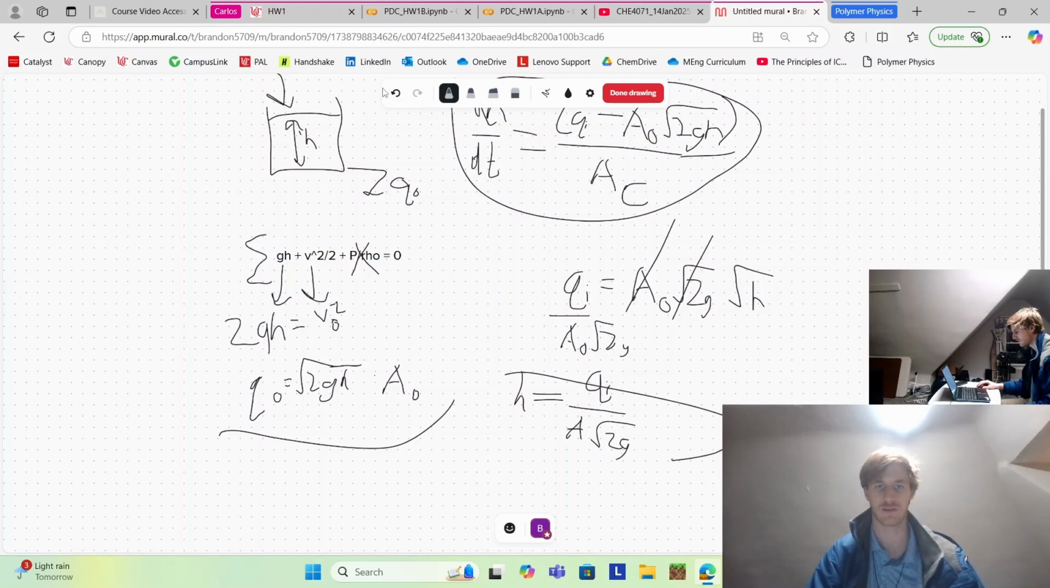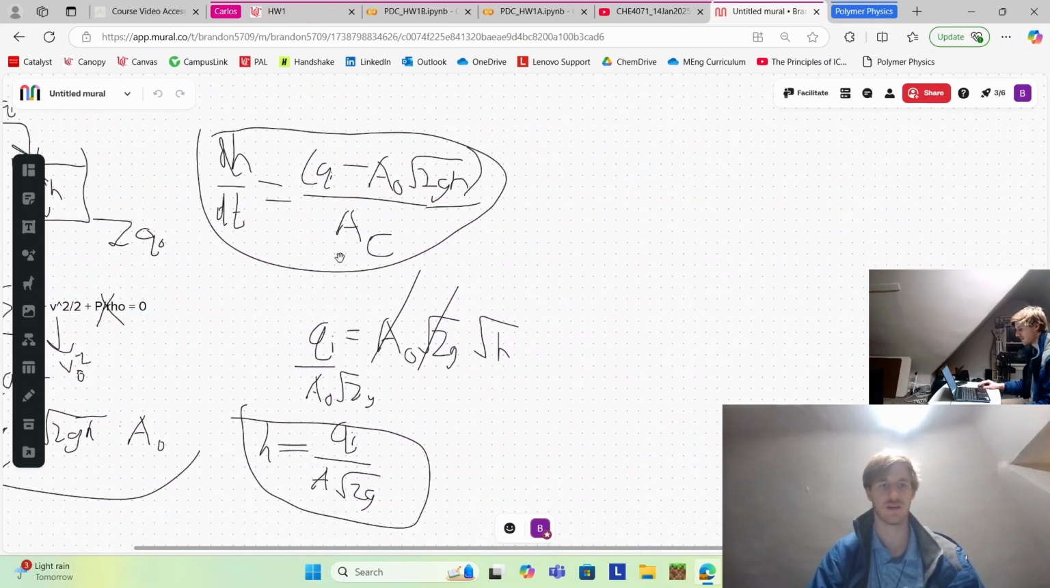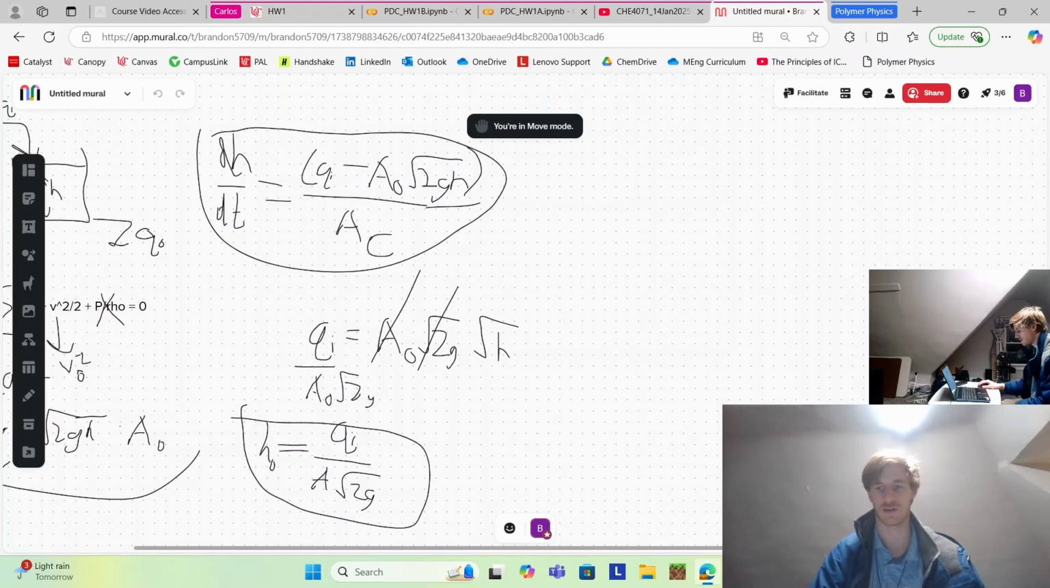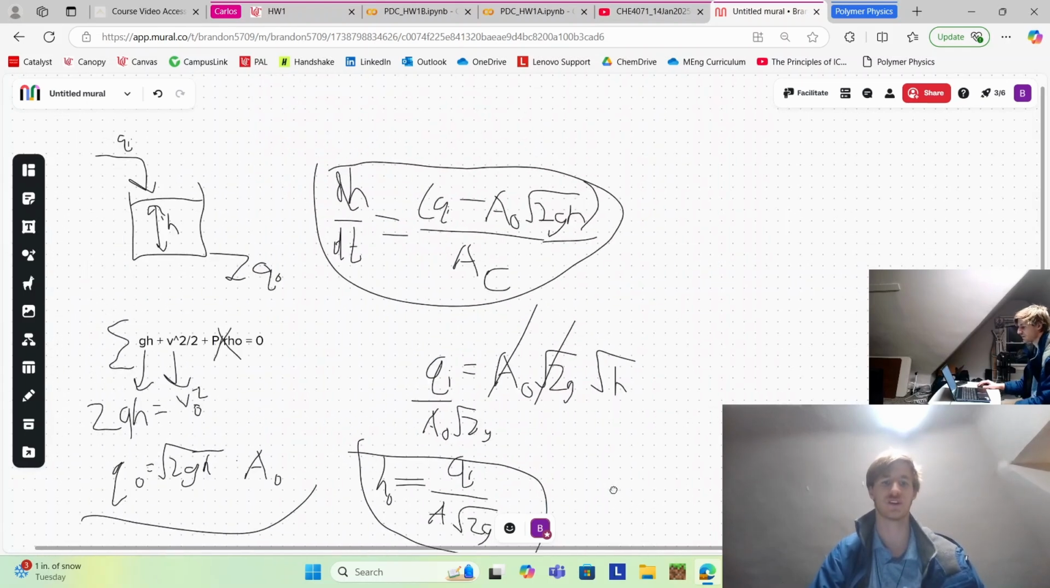Oh, I did not mean to go through the equation. All right, so now we have these two equations here. dH/dt equals Q in minus the cross-sectional area out times the square root of 2gH, all over the cross-sectional area of the tank. And our initial height, I'll label that as H naught.